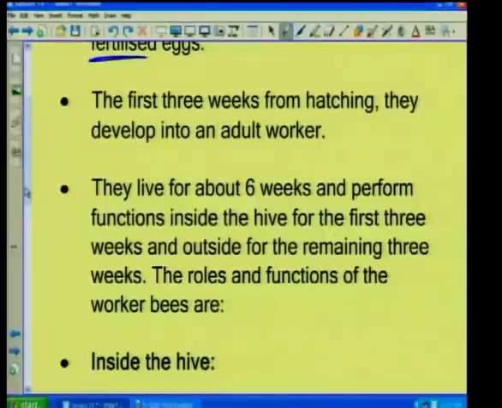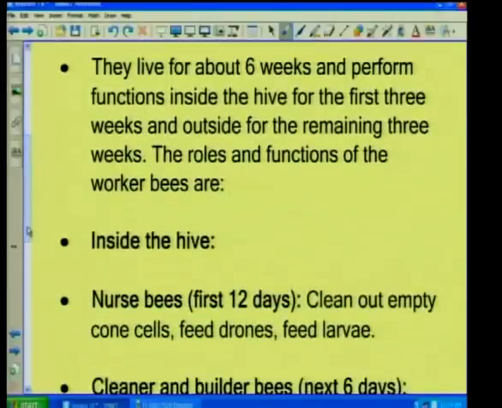Now people, you can be asked to compare the three castes. And one of the comparisons is whether they develop from fertilized or unfertilized eggs. The first 3 weeks after hatching, they develop into an adult worker. Now, they live for only 6 weeks and they perform functions inside the hive for the first 3 weeks and outside the hive for the next 3 weeks.